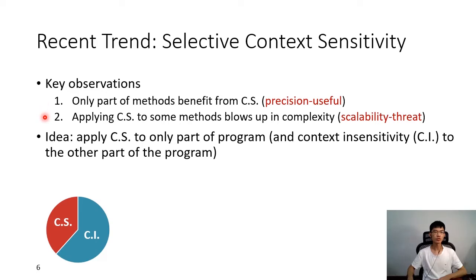Second, in hard-to-analyze programs, there exist some dangerous methods that applying CS to them will blow up the analysis in complexity and make the analysis unscalable. We call them scalability threat methods. The idea of selective CS, as shown in this pie chart, is to apply CS to only part of the program and context insensitivity, namely CI, to the other part. Ideally, we should apply CS to precision-useful methods and CI to scalability threat methods.